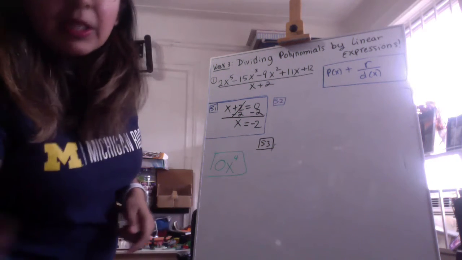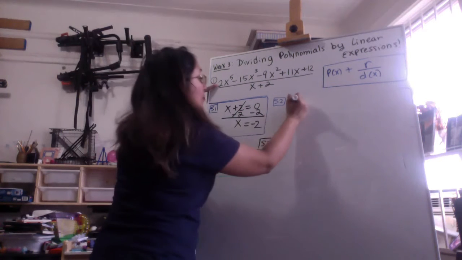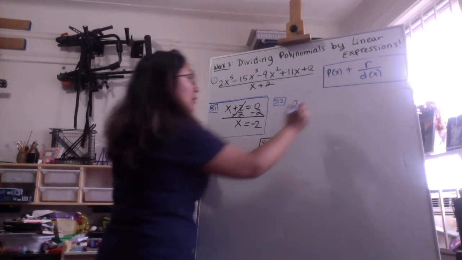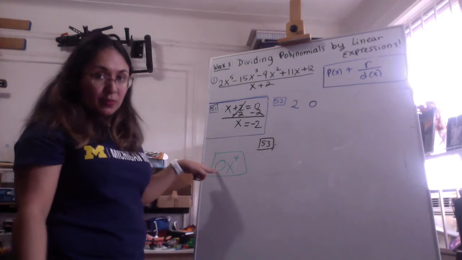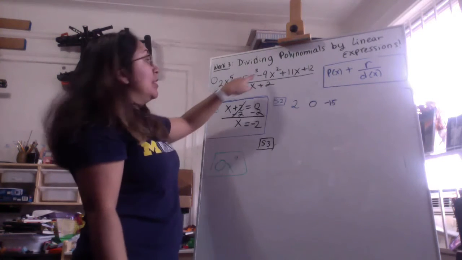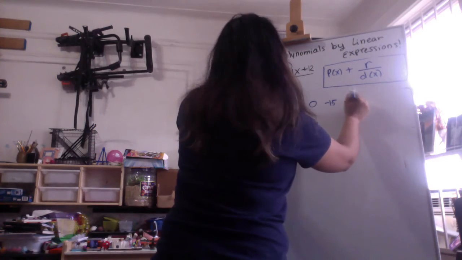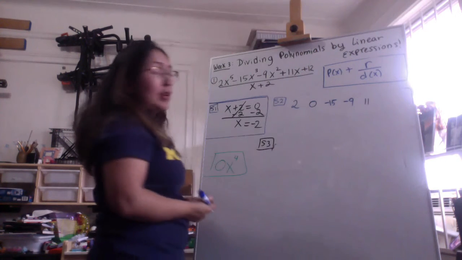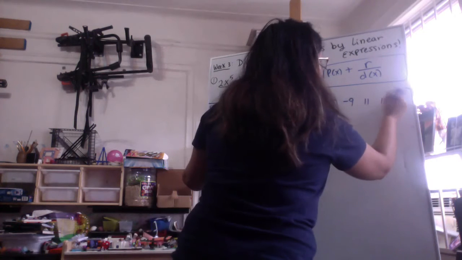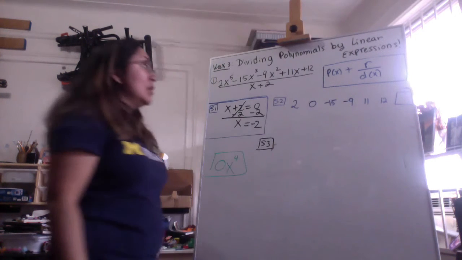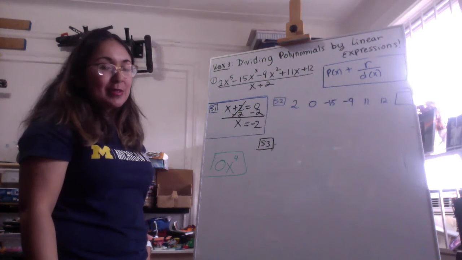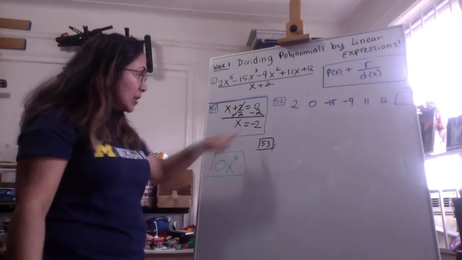So let's go ahead and bring down 2, the first coefficient for the x to the 5th. I'm going to bring down 0 for the coefficient for x to the 4th. -15 is the coefficient for x to the 3rd. -9 is the coefficient for x to the 2nd. +11 is the coefficient for x to the 1st. 12 is the constant, or the coefficient of x to the 0. And then that little box comes from step 1.